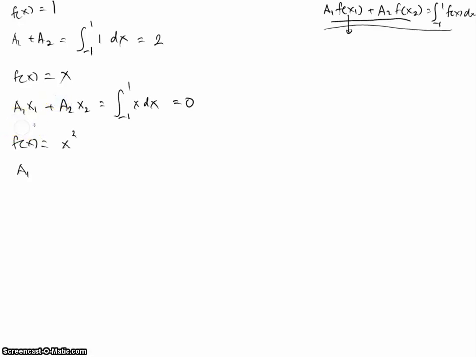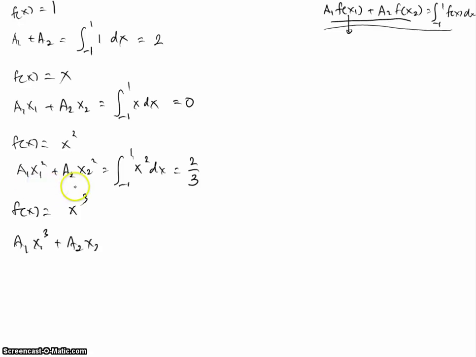So again, if you set up this equation, you have a1 x1 squared plus a2 x2 squared, and if you calculate this integral, you will find that this is equal to 2 over 3. So finally, if you let f(x) = x cubed, you will show that a1 x1 cubed plus a2 x2 cubed is equal to the integral of x cubed from minus 1 to 1, which you can calculate to be equal to 0.